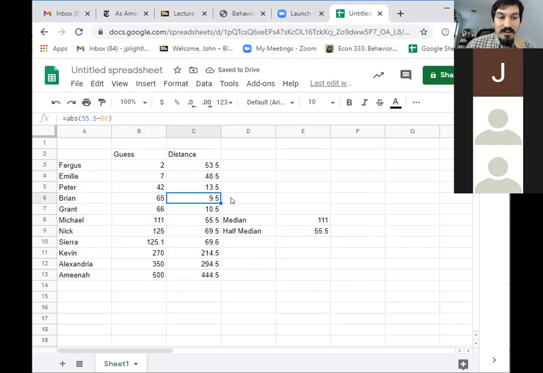Brian won, but just barely. Brian was only 9.5 away from half the median. Grant came in second place. Grant, you came so close. You went with 66. If you had gone 64, you would have won. You guys can see these answers, right? Yeah, you can. Third place is Peter with 42. And fourth place is Emily.